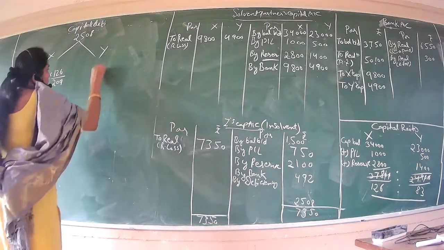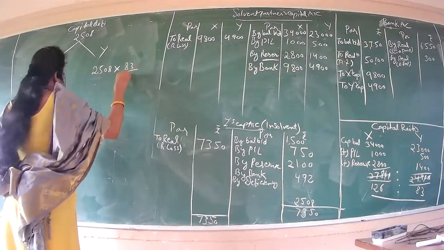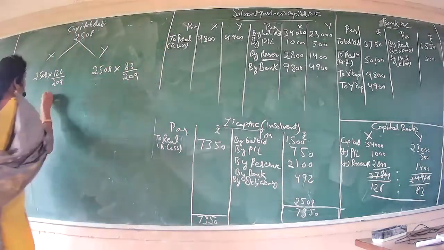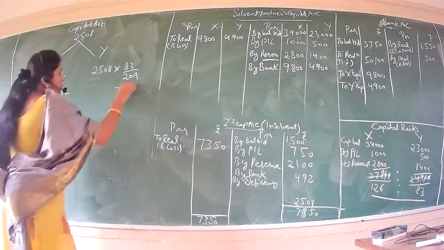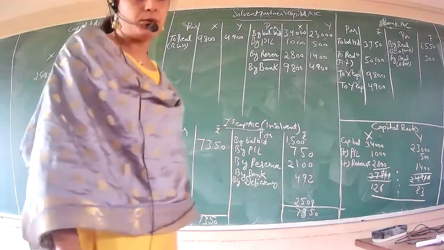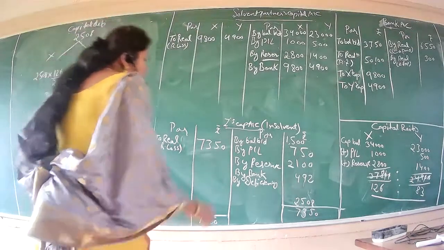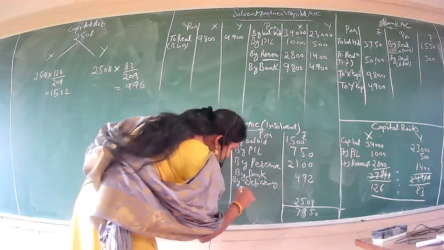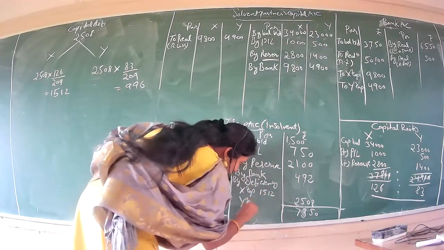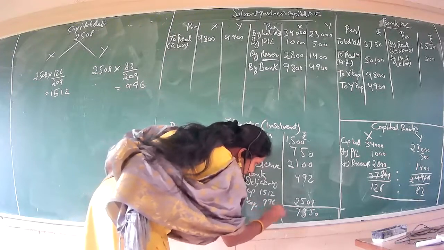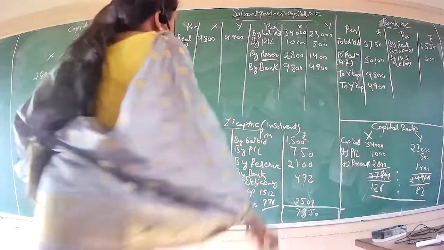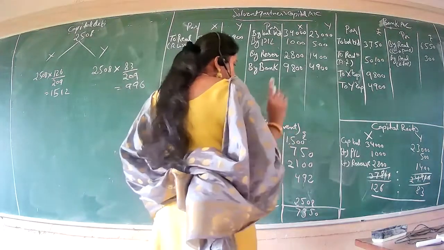Okay, and then 2,508 into 83 divided by 209, and then we are going to get the amount, 1,512 and 996. Okay, so X has to bear 1,512 rupees and Y has to bear 996. So make the entry in your insolvent partners account. X capital 1,512, Y's capital 996, and total is going to be your 2,508. So with this, your insolvent partner capital account got closed.